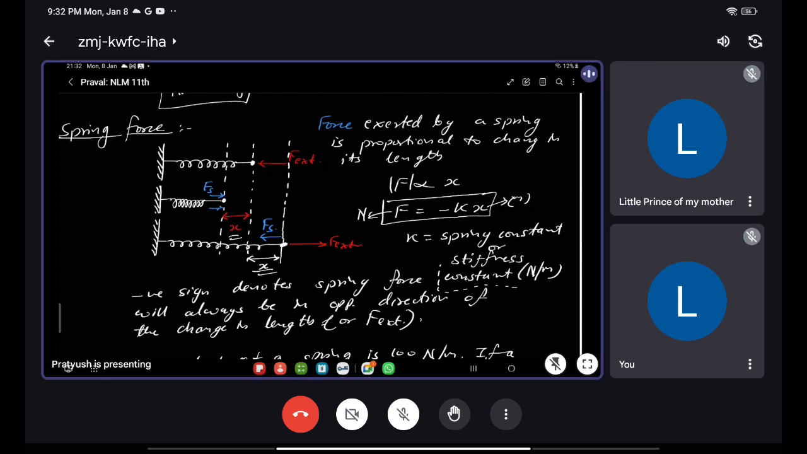So when you compress the spring, then the force will be in the outward direction, and when you stretch it, the force will be in the opposite direction.